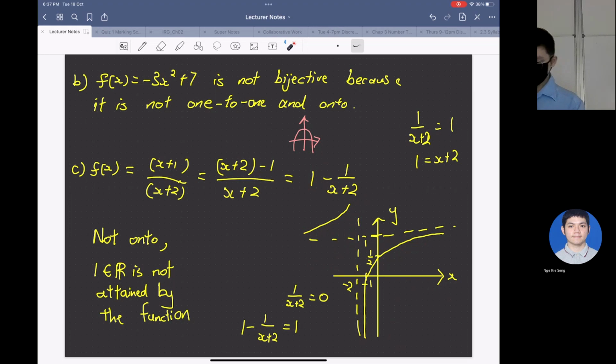Okay. So it's not onto because I can find one point such that it can't be mapped to, for example 1. Okay. So if I want to find this function equals to 1, I found a contradiction that 1 equals to 0. Okay. Contradiction. So I cannot find this point here.